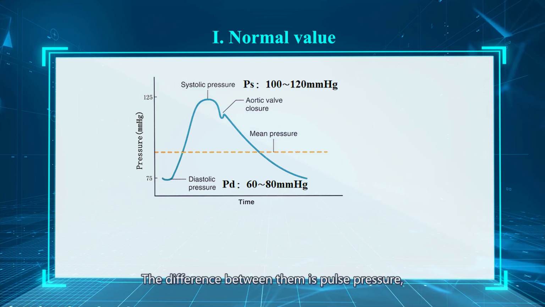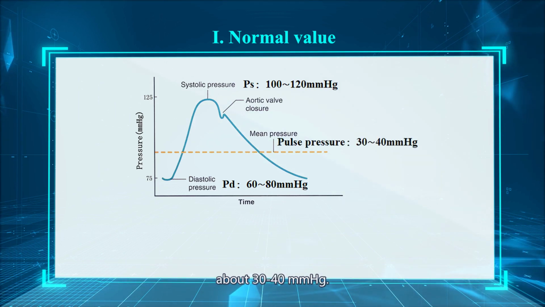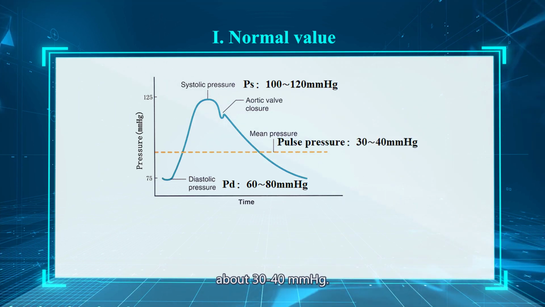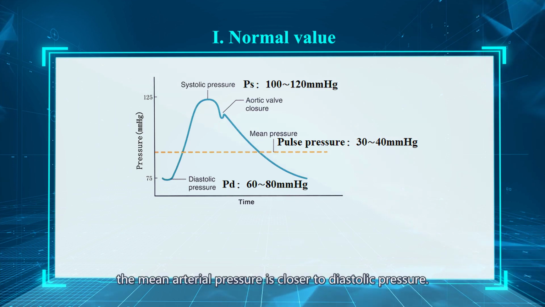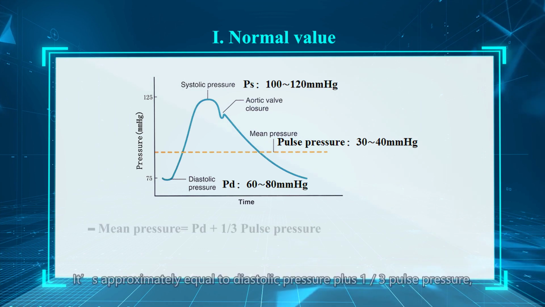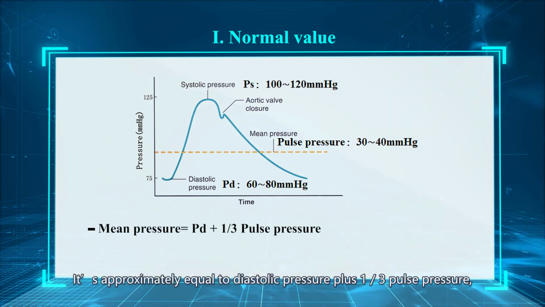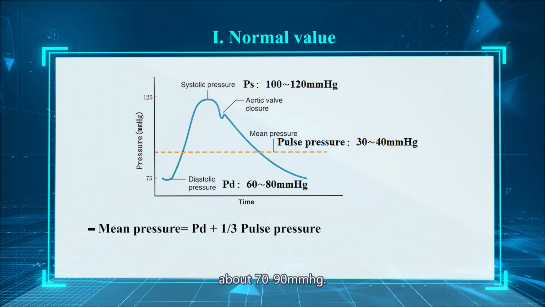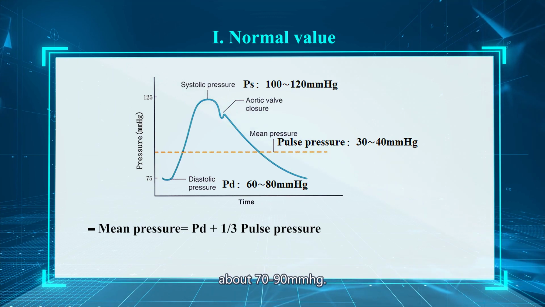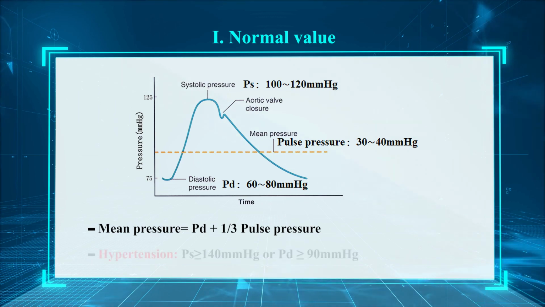The difference between them is pulse pressure, about 30 to 40 mm mercury. Because the diastole is longer than systole, the mean arterial pressure is closer to diastolic pressure. It's approximately equal to diastolic pressure plus 1/3 pulse pressure, about 70 to 80 mm mercury.